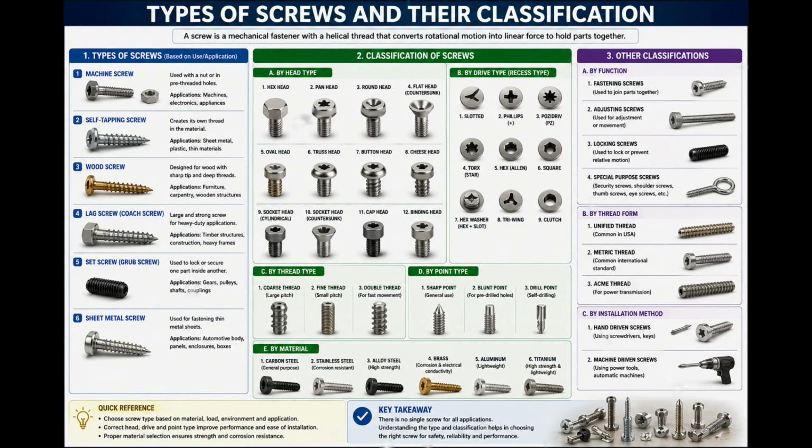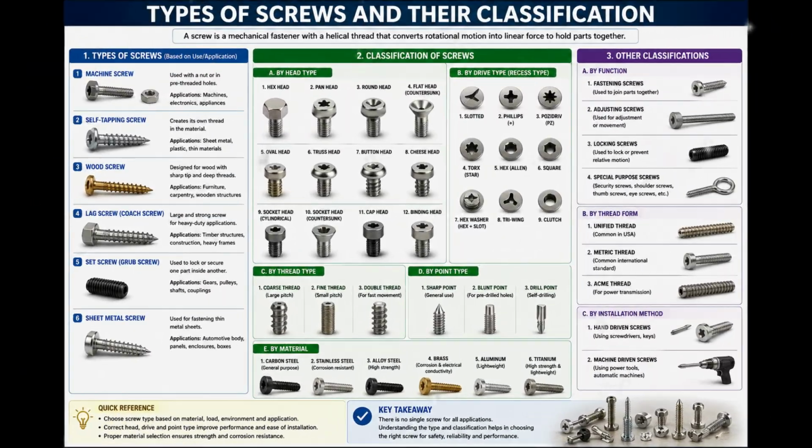Now comes the most important part: screw selection. First, based on application, machine screws are used in precision assemblies. Self-tapping screws, they create their own threads, used in sheet metal and plastics. Wood screws, deeper thread for better grip. Lag screws, heavy duty applications. Set screws, used to lock components like gears on a shaft. Sheet metal screws, used for thin sections. So selection depends upon the function.